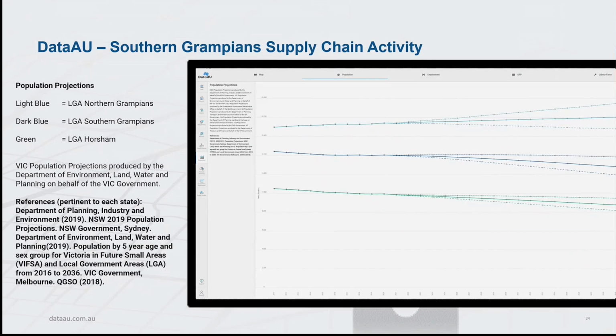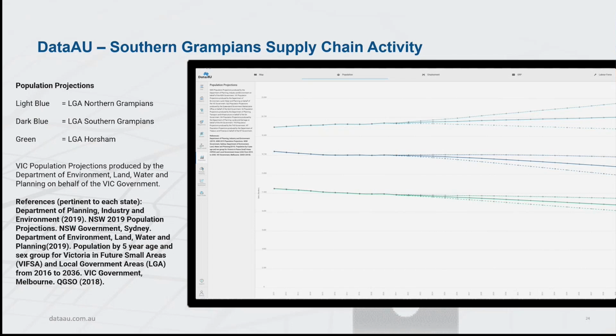Now, the strategic projections. This is just one example of one of the strategic projections that you're able to access. So what I'm looking at here, I was able to create 3 custom catchments or select 3 individual local government areas, for example. And what I've done, light blue up the top is the LGA of the Northern Grampians, the dark blue is the Southern Grampians, and then green is Horsham as well, a bit further north of Northern Grampians. So what I'm using that for is to identify if there is infrastructure opportunity within an estimated resident population growth.